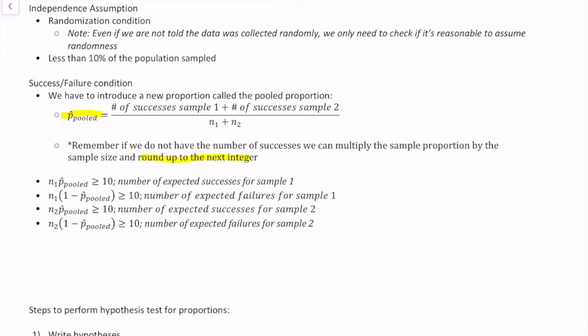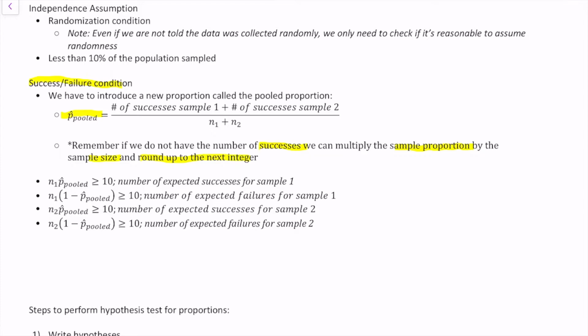All right? Just like what we talked about up here, anytime I take a proportion multiplied by the sample size, that gives me successes. So then to get the number of failures, it'll be n1 times 1 minus p hat pooled. And so you repeat that also for the second group: n2 times p hat pooled, and then n2 times 1 minus p hat pooled. I need all of those values to be greater than 10 in order for us to successfully, pun intended, meet the success and failure condition.